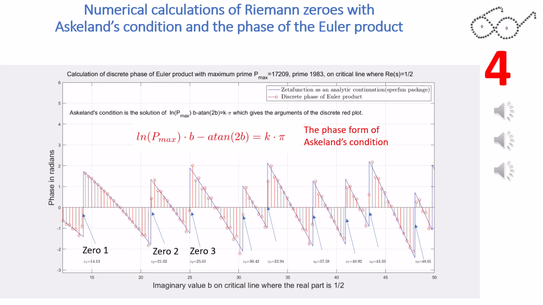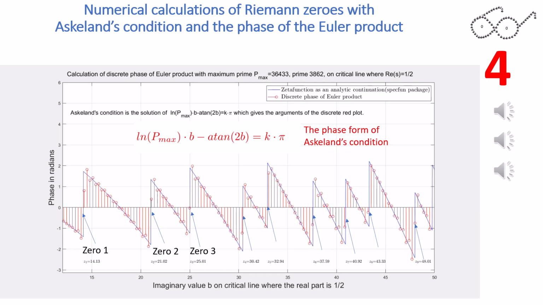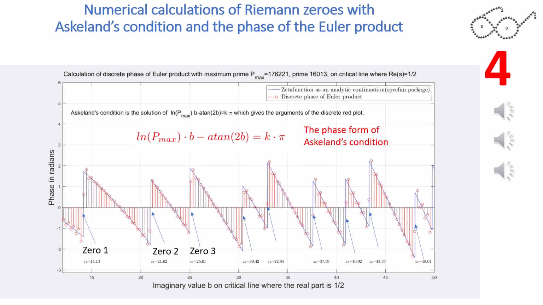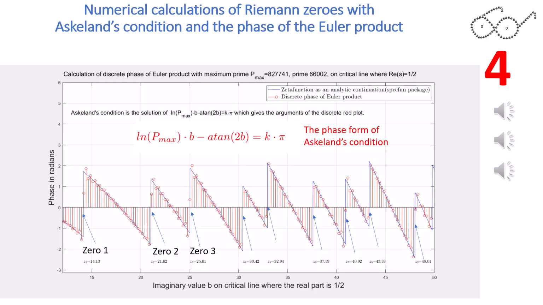What you see is how Askeland's condition is used to calculate the phase diagram of Riemann's analytic continuation discretely using the Euler product. The discreteness is caused by solving Askeland's condition, which is the equation you can see above the plots.